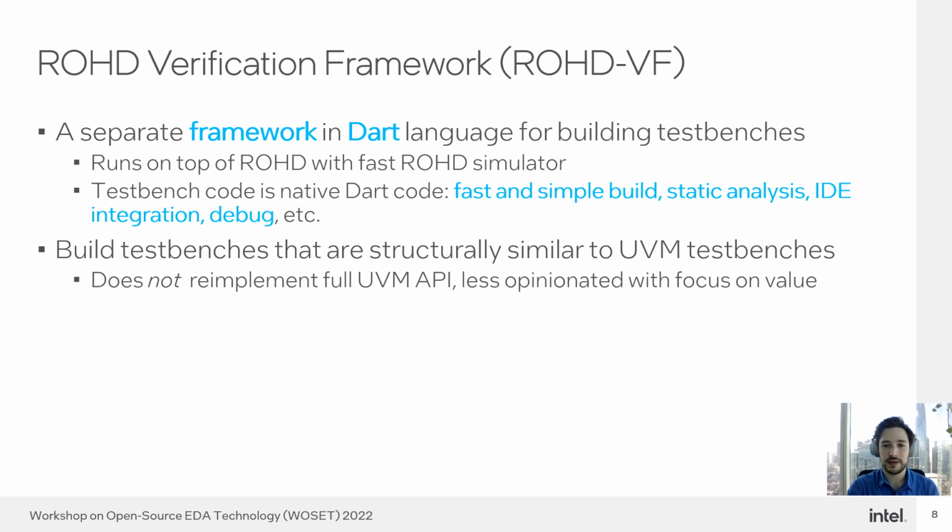You can build test benches that are structurally similar to UVM test benches. So you get drivers, monitors, agents, sequences, etc. But you can skip all the macros and boilerplate. ROHD VF does not re-implement the full or exact UVM API. In general, ROHD is less opinionated and focuses more on the most valuable portions.